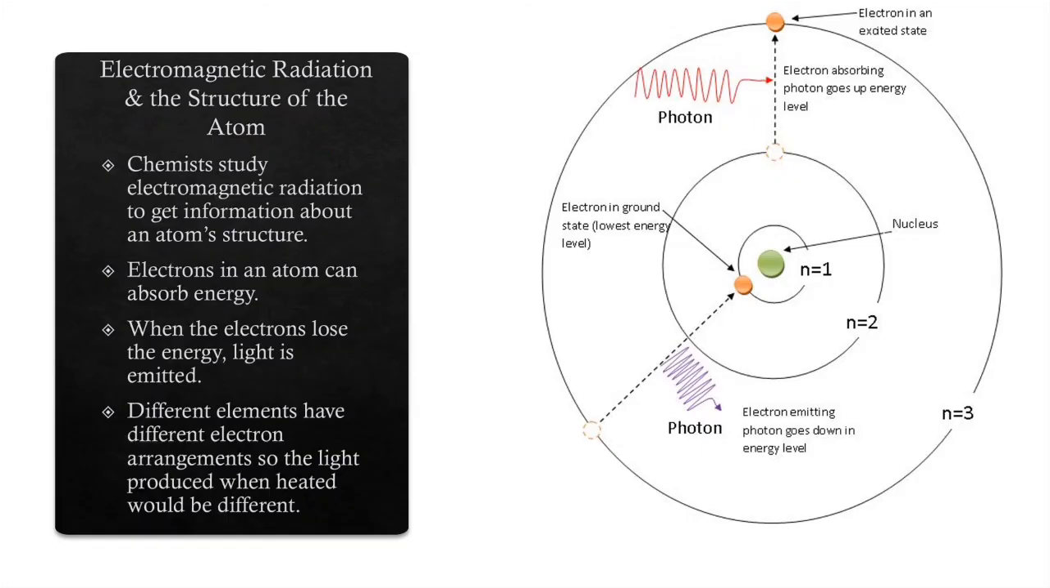Chemists study electromagnetic radiation to get information about an atom's structure. With electrons being on the outside of the nucleus within an atom, electrons are these subatomic particles that are responsible for absorbing energy. And when they absorb that energy, they also lose that energy because they can't hold on to it. And when they do lose that energy, light is emitted.